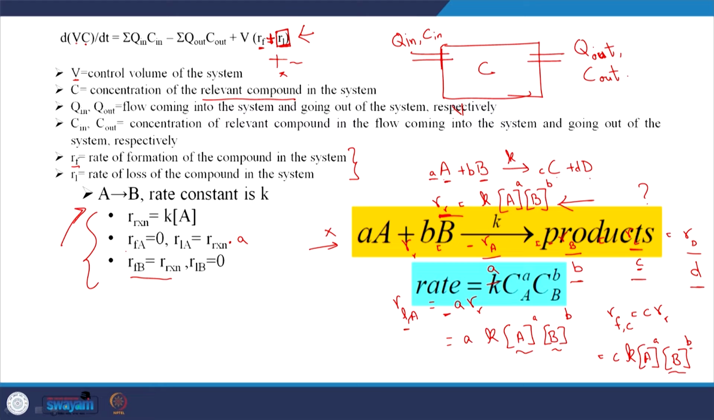So, rate of the reaction, this reaction, is K times concentration of A, and as we see rate of formation of A is not being formed, that is why it is 0. Rate of loss of A is equal to the rate of reaction of A times stoichiometric coefficient of A, which is 1, and rate of formation of B, as you see, is going to be equal to 1 times the rate of the reaction. Rate of loss of B is equal to 0 out here, right.